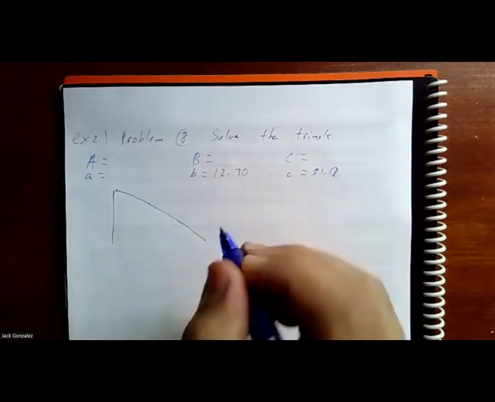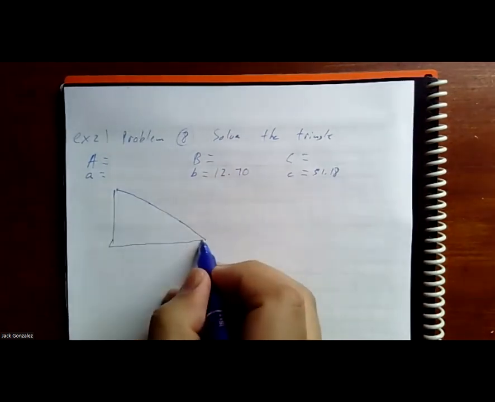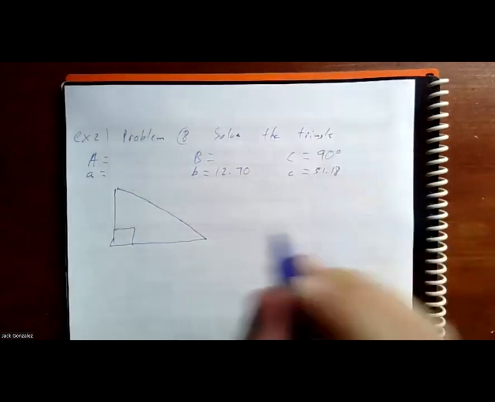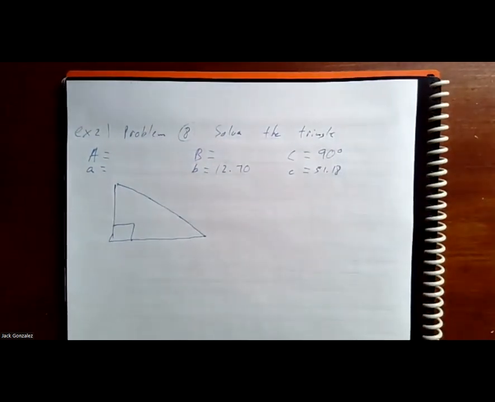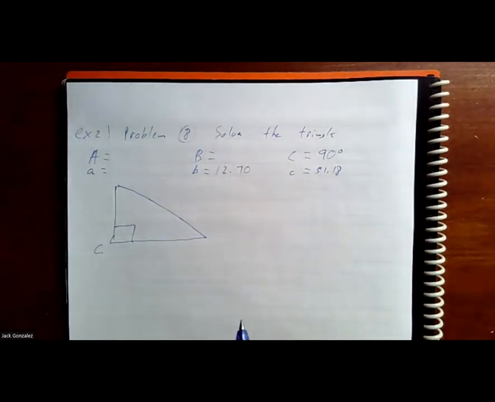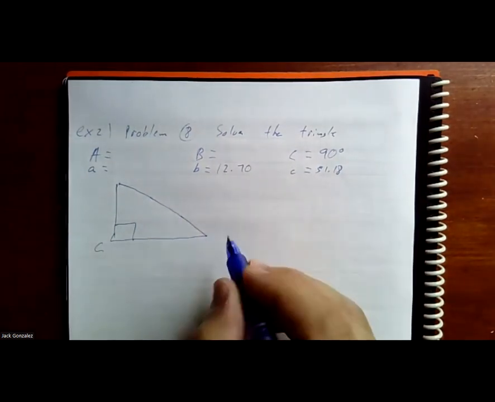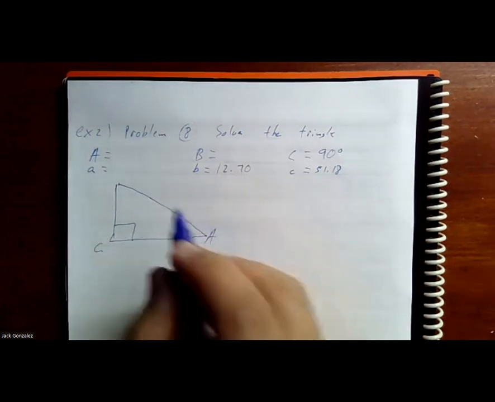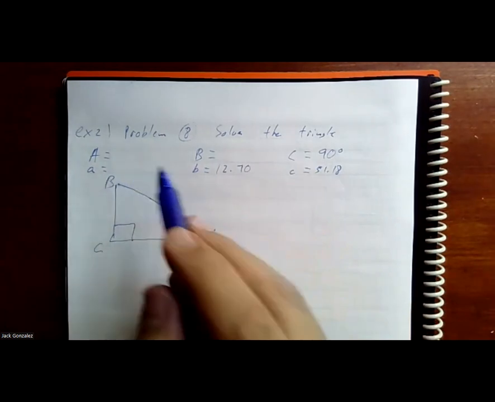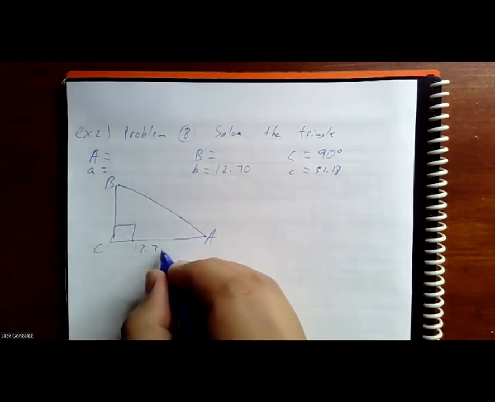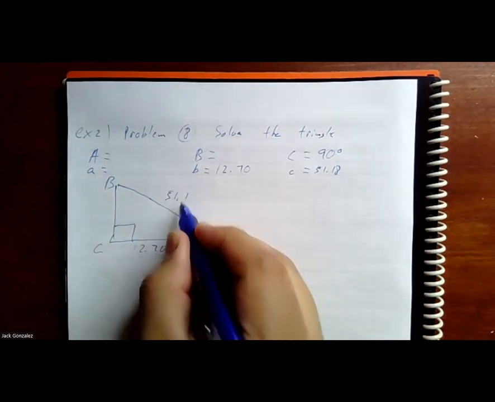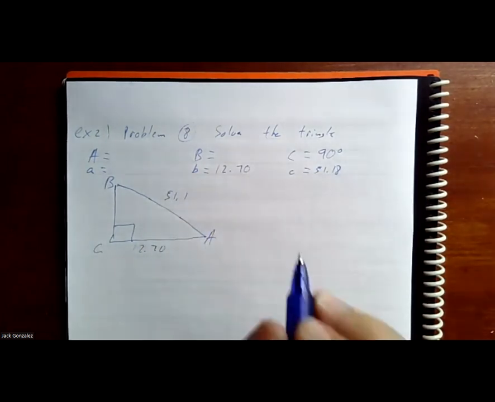Here's my triangle. We technically have the right angle, right? That's why right triangle problems are easier, because we're always given one of them, if not more. We have little b, which is the opposite, 12.7. Little c, hypotenuse, 51.18, right?